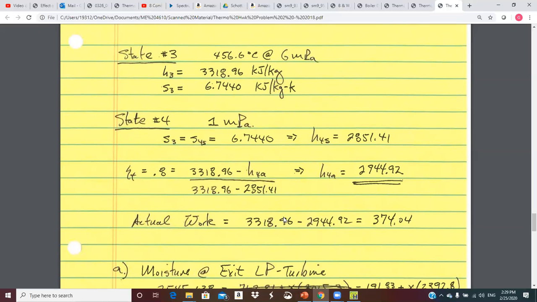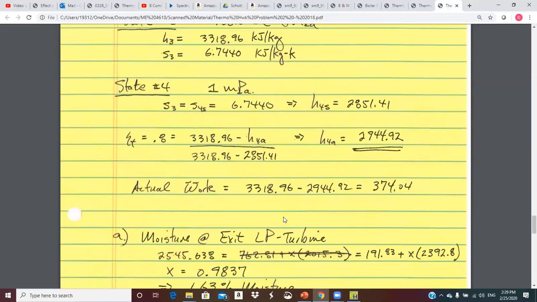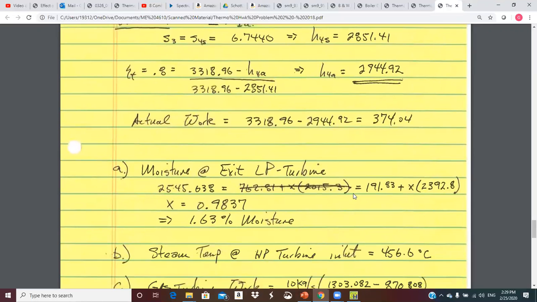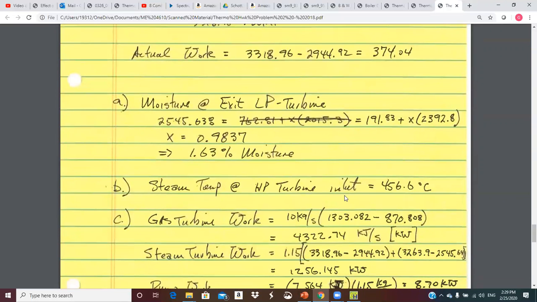So there's your actual turbine work. Yeah, that just shows that it works. That's the number that we had calculated before from the energy balance. Okay. Oh, I think it did ask for the moisture. So I had already calculated this previously at 1.63% moisture.